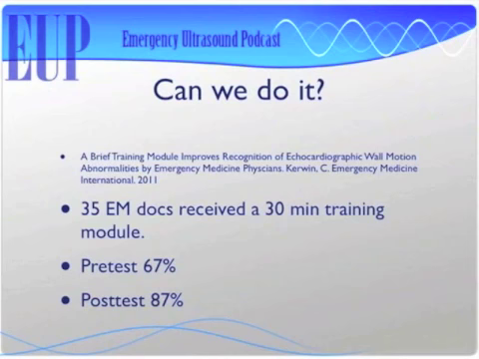It turns out there was recently a study published where they basically took 35 emergency medicine docs and gave them 30 minutes of training on segmental wall motion abnormalities, just a quick didactic module going over this is normal, this isn't normal, this is an LAD lesion, this is normal, and they gave them a test, and then a similar test. Obviously it wasn't the same questions, but their pre-test, they had 67% accuracy, and then their post-test, they had 87% accuracy on diagnosing ultrasounds that show segmental wall motion abnormalities.